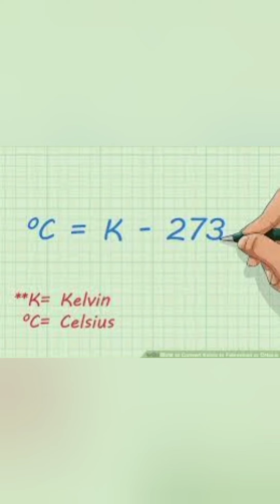Next is the conversion between Celsius and Kelvin scales. Since the number of divisions between the lower and upper fixed points is equal in the Celsius and Kelvin scales, we get the temperature in Kelvin by adding 273 to the temperature in degrees Celsius. That is, C = K − 273. So these are the three scales of temperature.